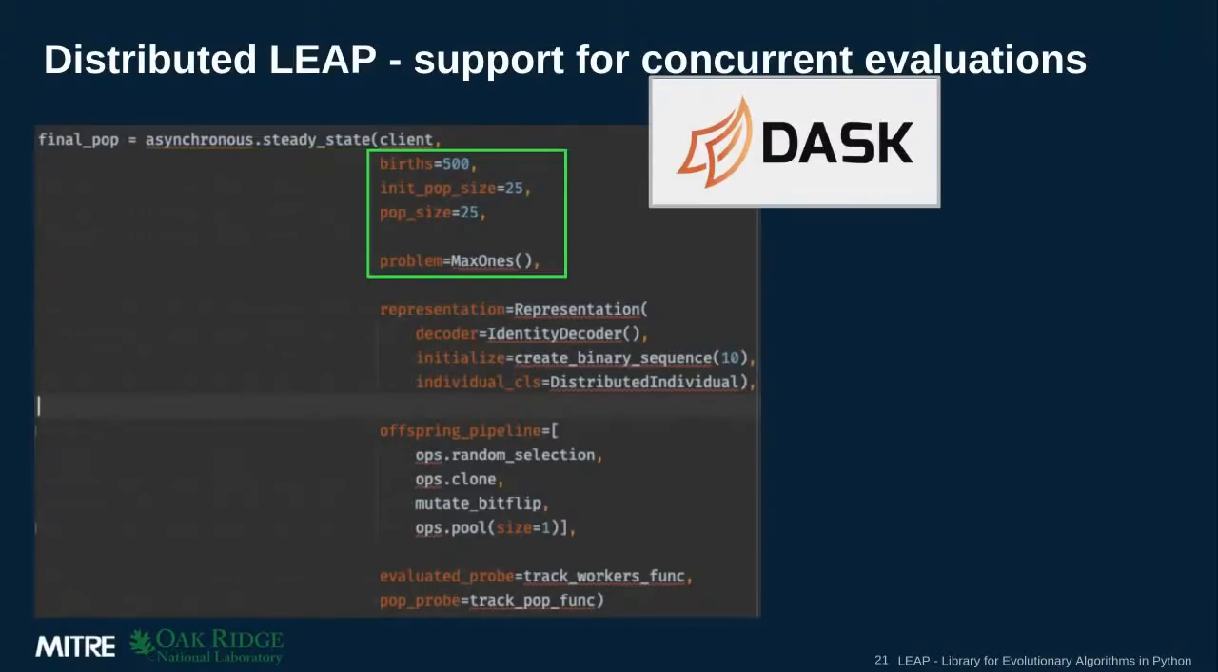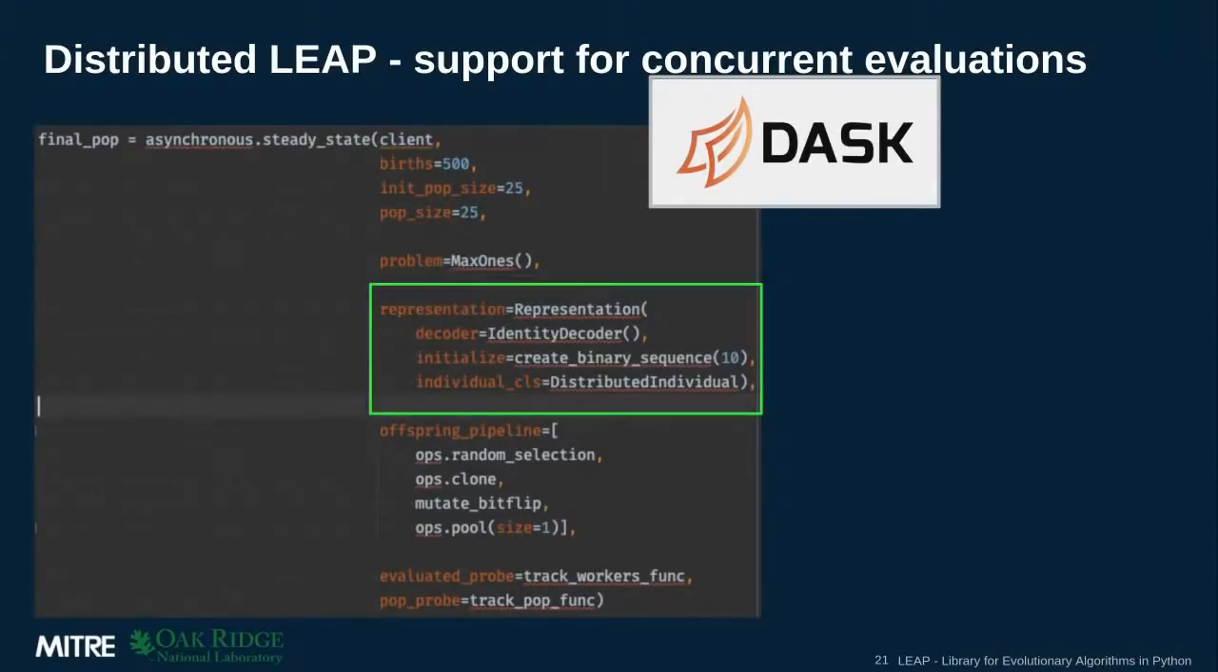Next. So the first set of parameters is going to look a little bit different. You're not doing things by generation, so you have a budget of births and not generations. You can dictate the size of the different populations. And like before with the other metaheuristics, you have to select a particular problem that you're trying to solve. Next. And also, like with the other metaheuristics, you have to specify a representation. So like before, a decoder and how you're going to initialize the population.